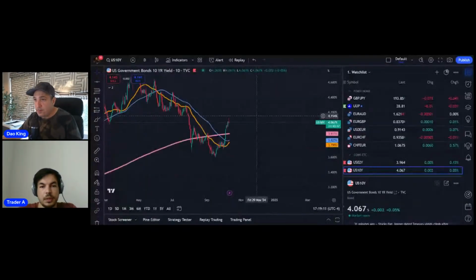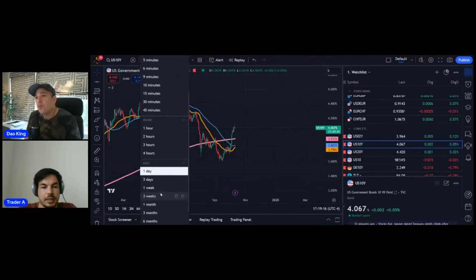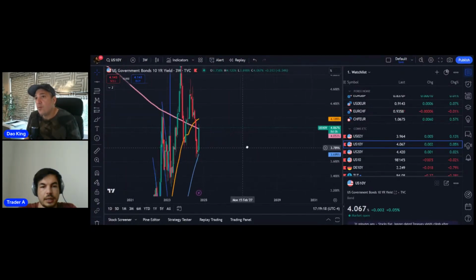I think this could be pretty interesting for crypto guys. If we look at bond yields right now, which might just be boring and irrelevant to a lot of people, but if we look at, let's say, I was really tracking this right here.